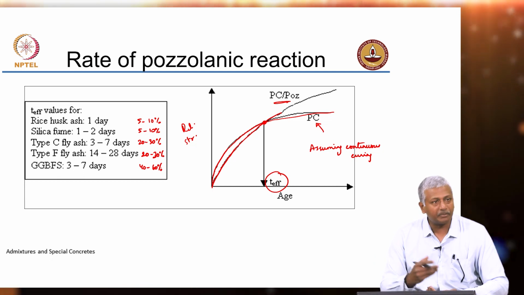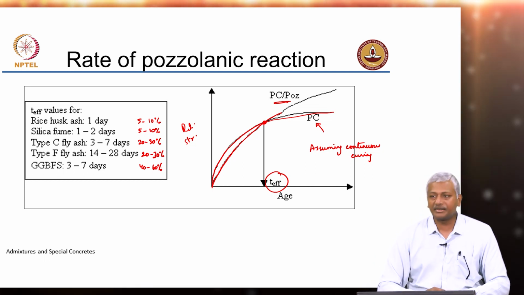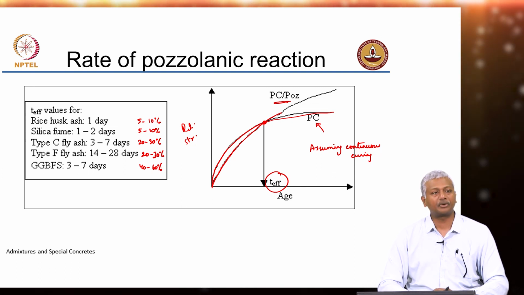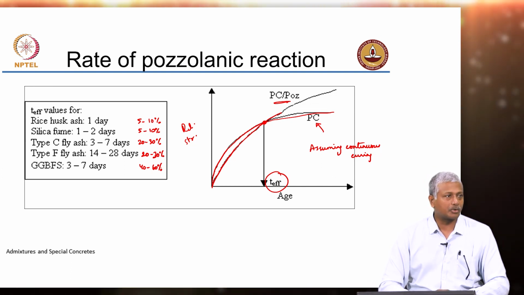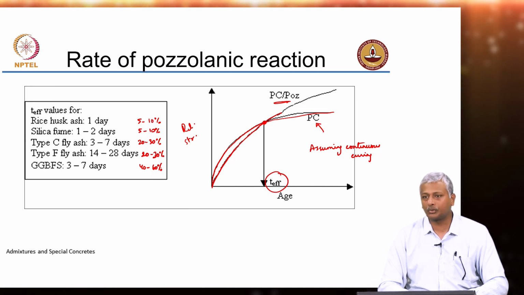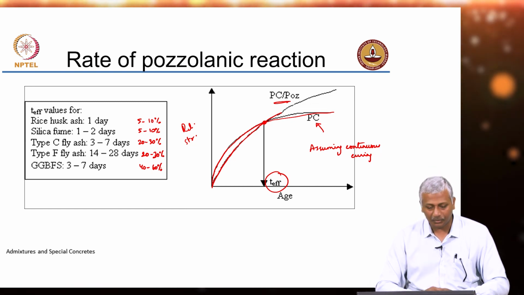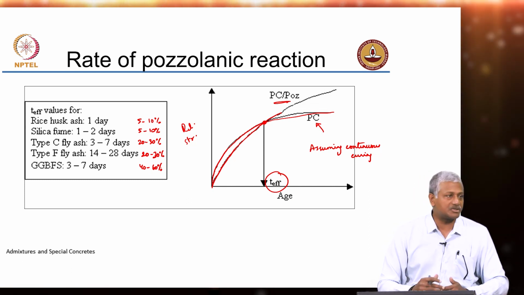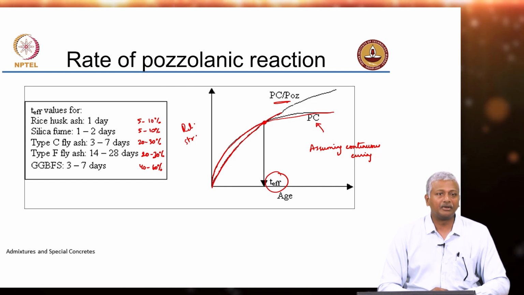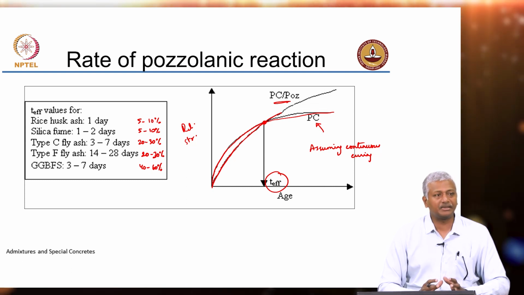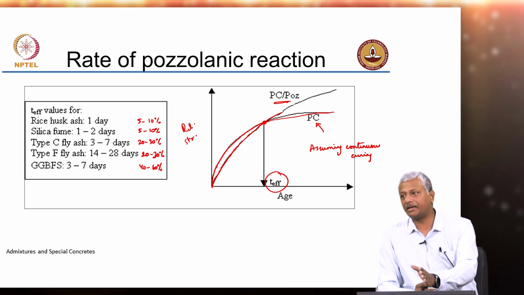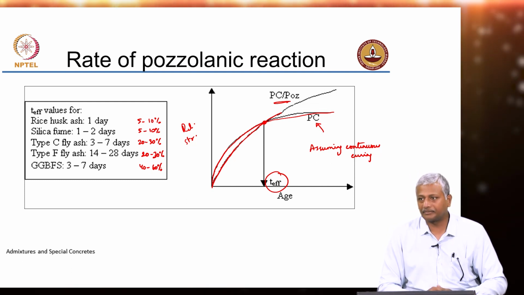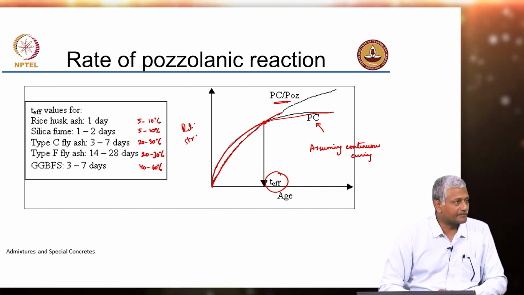But beyond that, by 28 days you will see that more or less the strengths have come out to be equal. That is all assuming you are continuously curing. You are not going to stop curing at 7 days like you do in the field. This is for an ideal scenario. And slag, typically 3 to 7 days will be the time it takes to reach the level of a plain cement based mix. So, this again tells you very clearly that when you are substituting cement by any mineral additive, you need to cure for a longer time.